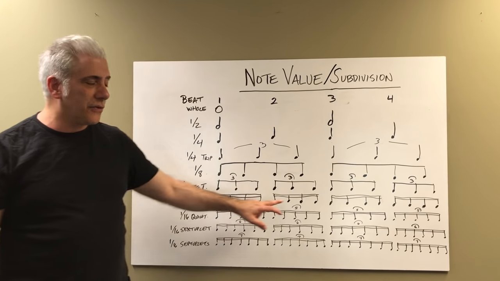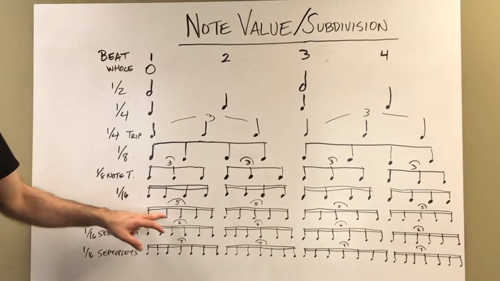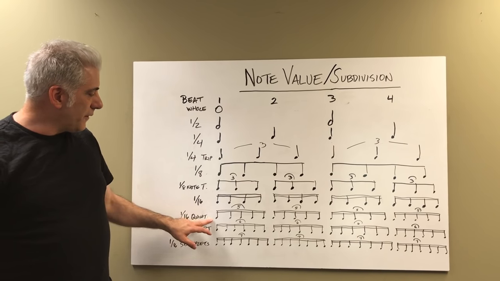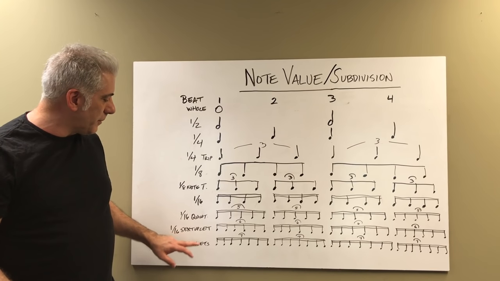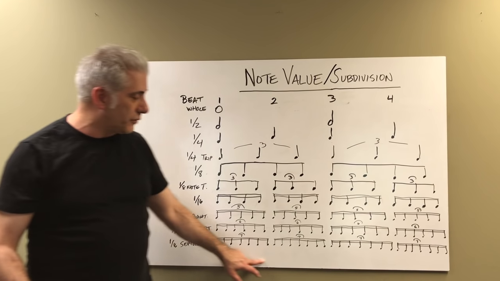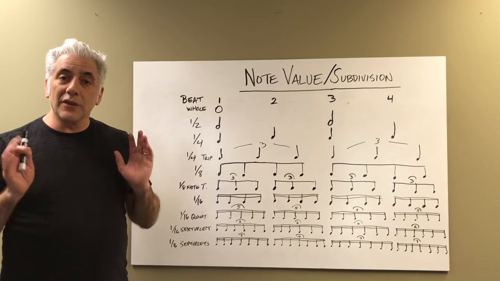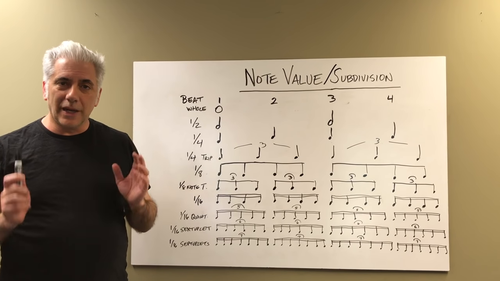Then we have 16th notes. Then we have 5 note groupings, 6 note groupings, which would be sextuplets. So the 5 note groupings are quintuplets, sextuplets, and then septuplets, 7 note groupings. Okay, so 4 of those would equal 1 bar. So let's take a listen to what this sounds like on drums.